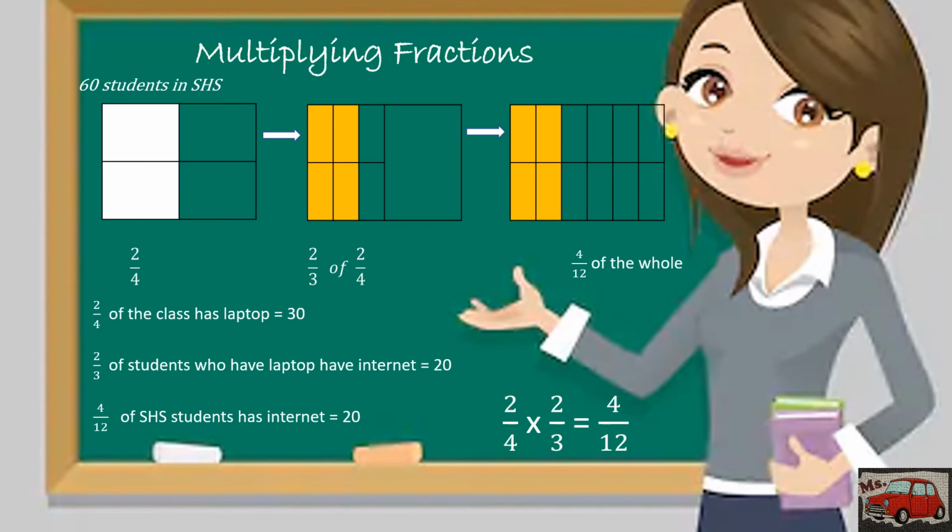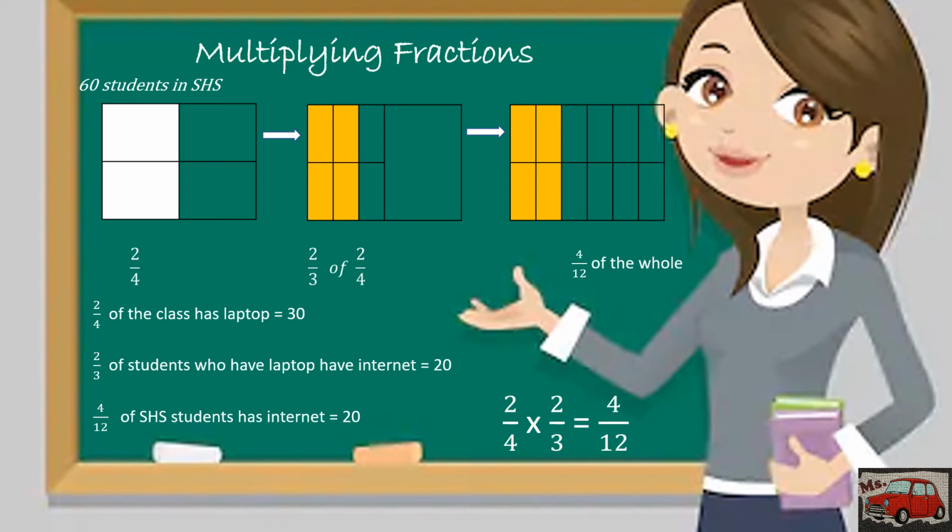Okay, so another example in multiplying fractions. So, I have here 60 students in senior high. Okay? So, 2/4 ng estudyante sa senior high may laptop. So, yung 2/4 ng 60, that is 30. So, basically, 1/2 lang siya, diba? So, yung 2/4 na estudyante na may laptop, 2/3 doon may internet. Alright? So, kukunin natin yung 2/3 nung 2/4.